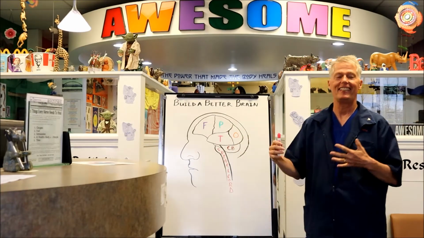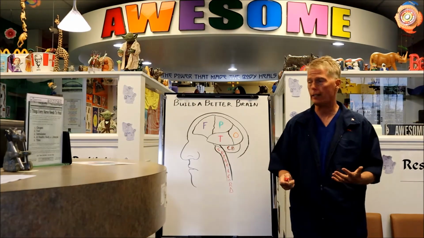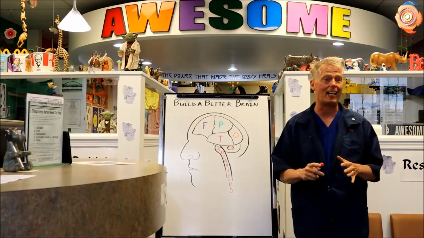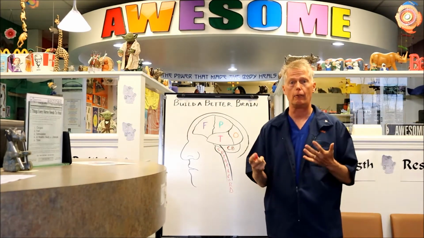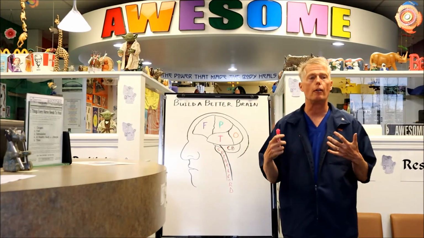So today we're going to talk about your central nervous system, basically your brain and your spinal cord. Now, I am going to break this down into a lot more detail, very simplified detail for everybody. But I want to talk about basic functions of the brain.